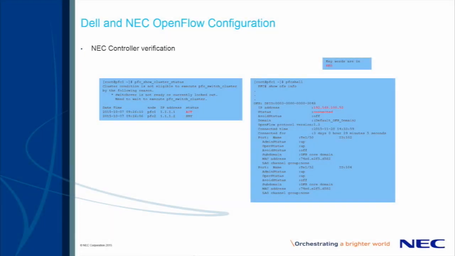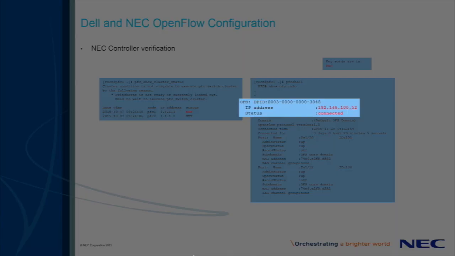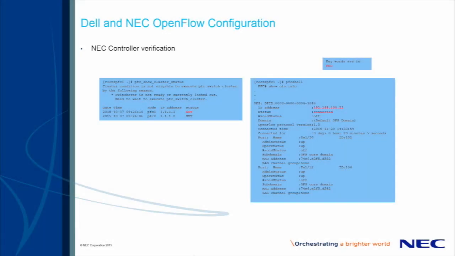Moving to the right, we are entering the PFC shell to get the details of the ProgrammableFlow controller configuration. After executing the show OFS info command, we see the data path ID and the IP address of our Dell S3048, which is properly established in an OpenFlow control session to our PFC cluster. Next, we shall dive into NEC's network virtualization technology called virtual tenant networks.